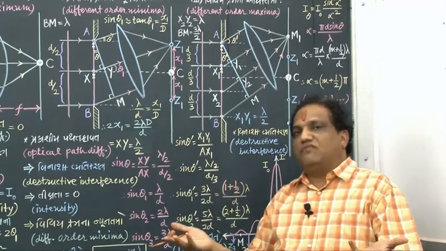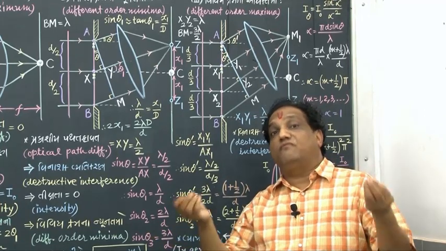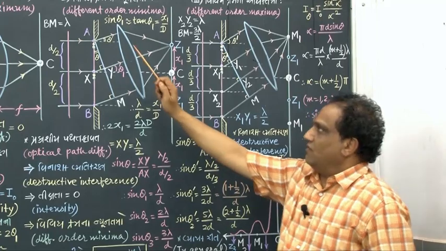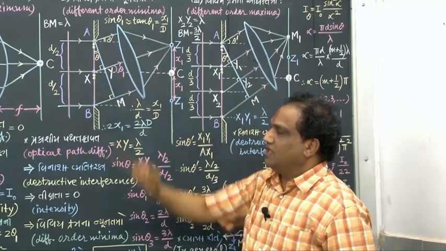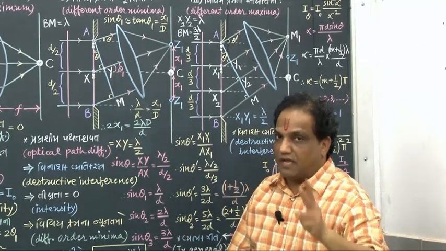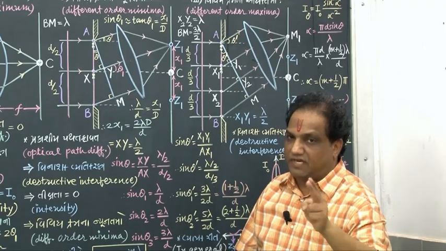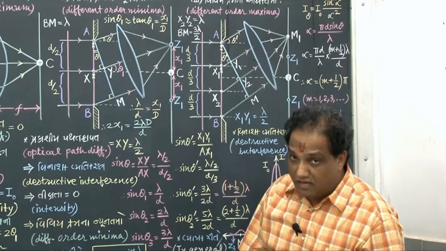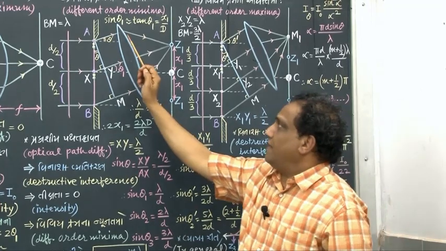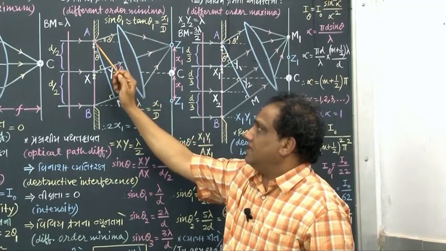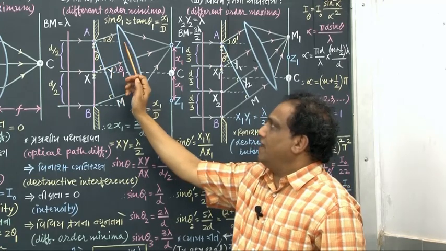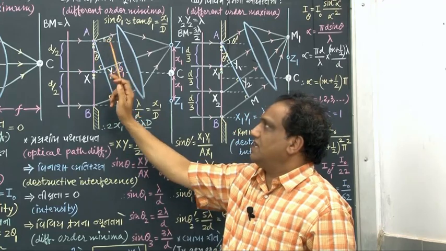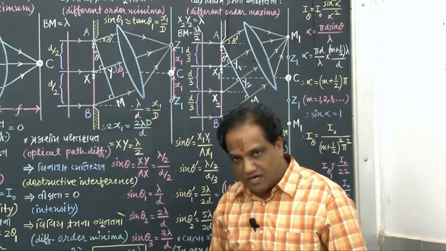Now, what is the condition for any point on the screen to become first order minimum? I am showing you. If this is theta, this also will be theta. Why? Angle between two given line segments and angle between their perpendiculars are always equal. Remember? Perpendicular to this is this. Perpendicular to this is this. So, if this is theta, this also will be theta.